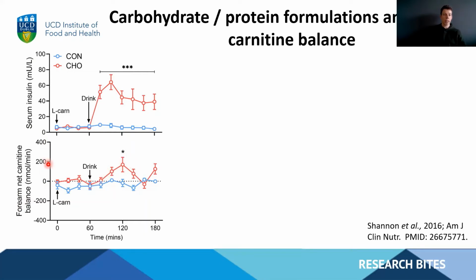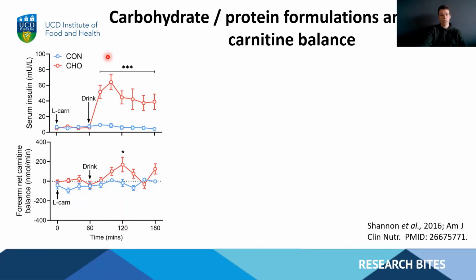So a positive number here relates to net uptake of carnitine by the muscle. So we see no stimulation of this in the control group, but a positive uptake in the carbohydrate group. So this was a nice sort of proof of concept that we can detect carnitine retention in the short term, and that this sort of validates the previous long-term feeding studies of carbohydrate to increase muscle carnitine content.